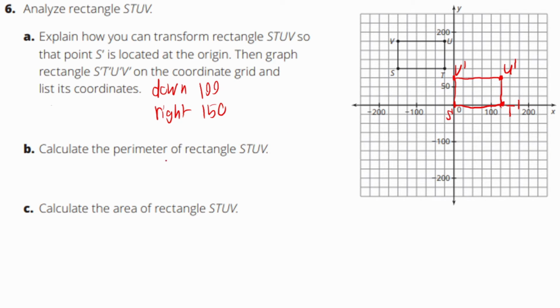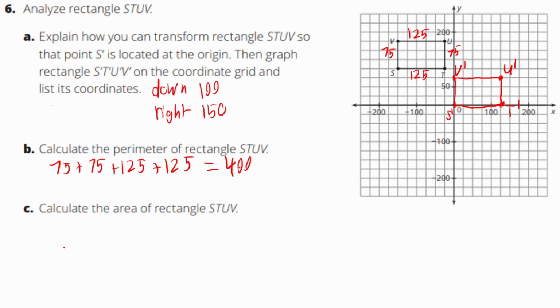It says calculate the perimeter of rectangle STUV. Well, the perimeter is easy. We just count. But we need to remember each of these dashes is 25. So we go 25, 50, 75. So this is 75, which means this is 75. We go 25, 50, 75, 100, and 25. So 125, which means this is 125. So now we just add all this up. So we get 75 plus 75 plus 125 plus 125, which is going to equal 400.